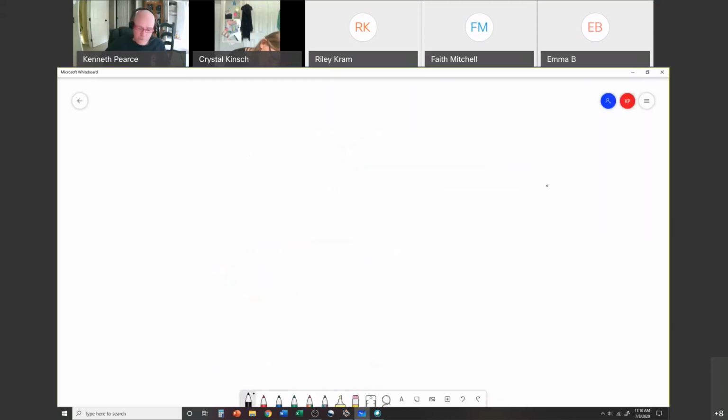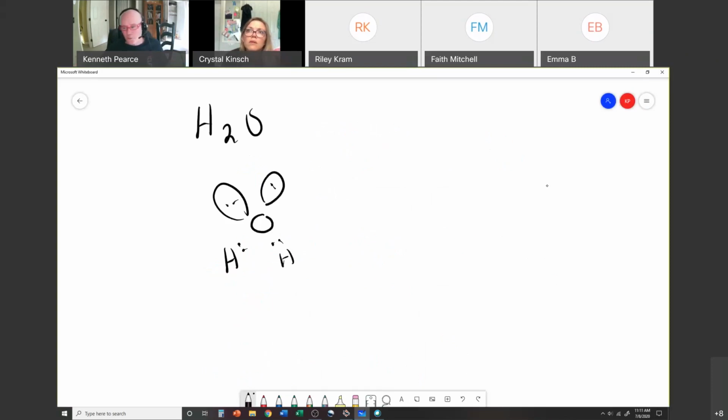Now, let's say that we had water. We go through the whole process of putting together our Lewis structure. So what's the geometry of this guy? We look on pages 350 and 353, and we see how many we got here. We've got 2 bonded, 2 non-bonded. So what's the geometry for this?